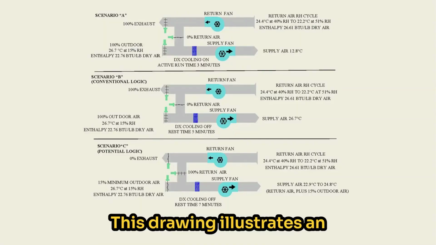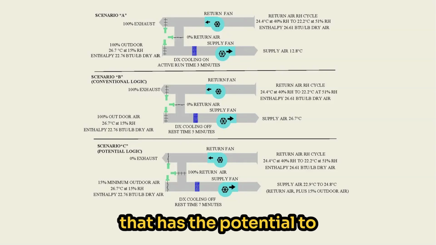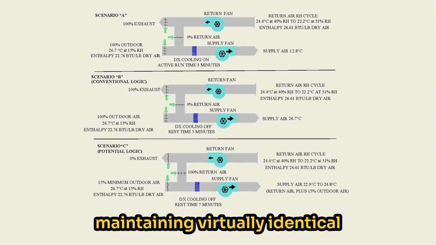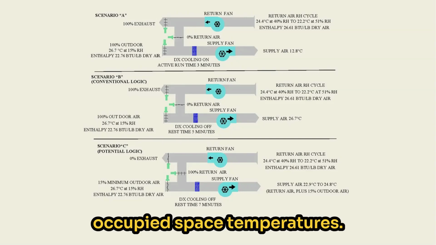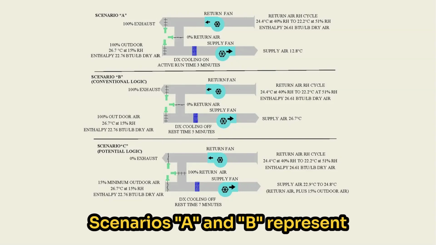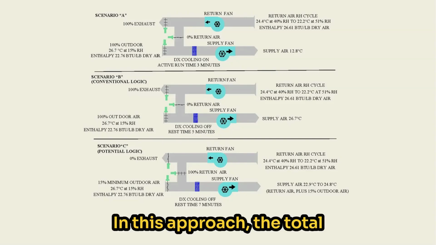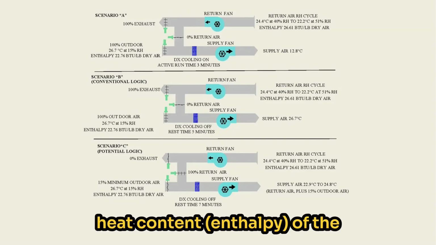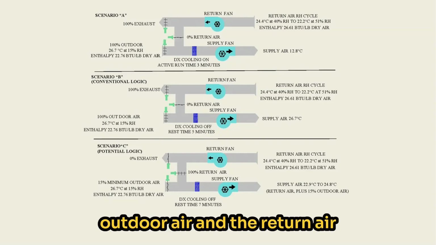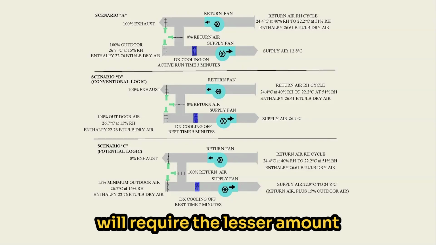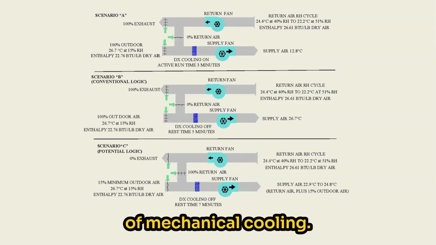This drawing illustrates an untested control strategy that has the potential to reduce mechanical cooling energy consumption while maintaining virtually identical occupied space temperatures. Scenarios A and B represent a conventional enthalpy-based control sequence. In this approach, the total heat content, enthalpy, of the outdoor air and the return air is continuously compared to determine which air source will require the lesser amount of mechanical cooling.